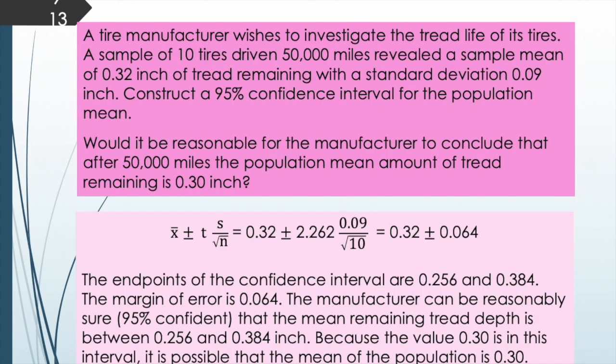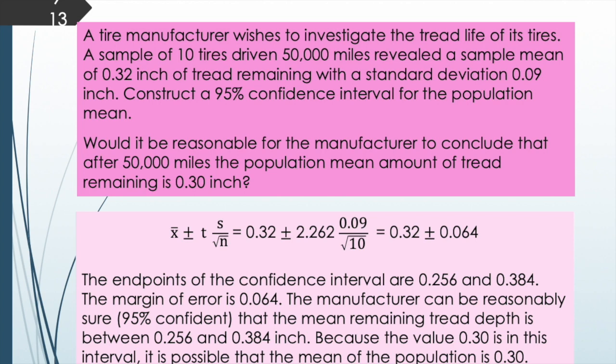All right, so let's work out an example. This is the one from the textbook. They're talking about a tire manufacturer that wants to know the tread life of its tires. It takes a sample of 10, so there's our sample size, driven 50,000 miles, and they revealed a sample mean of 0.32 of an inch with a standard deviation of 0.09. They're asking us to construct a 95% confidence interval for this population.